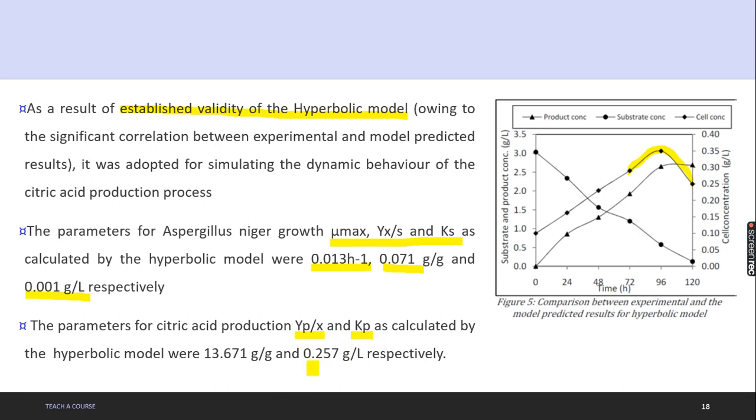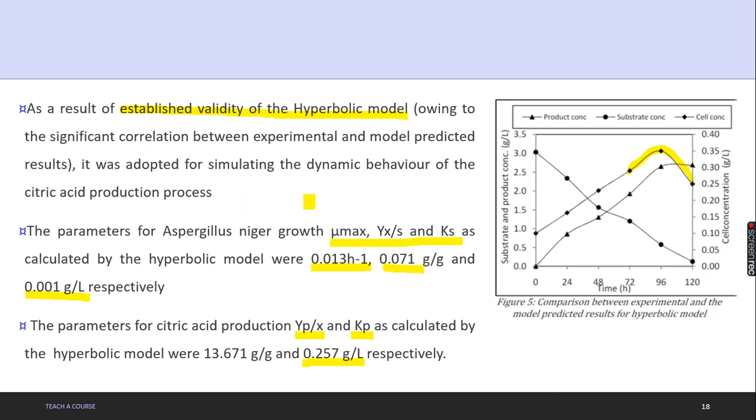So the Kp value here is 0.257 gram per liter. We can see in our case the maximum product concentration can go up to around 3 gram per liter, and here 0.257 gram per liter is the Kp value. That means the Kp value is much smaller than the product concentration itself. So if the Kp value is very small, the effect of P will be higher, so inhibition is much stronger in that scenario.